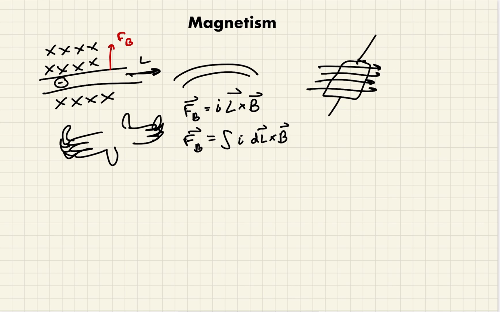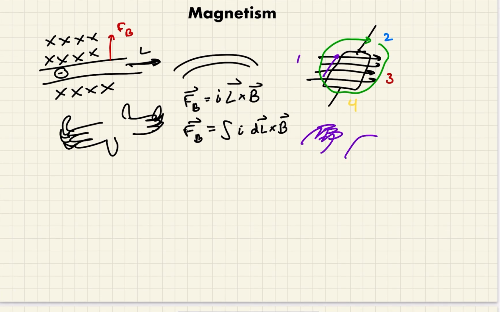I'm going to use a different color. Current goes around this way. Which way is going to be the magnetic force? Well, it actually depends on which portion of the loop you're talking about. So that's color coded. This is 1, this is 2, this is 3, and this is 4. I don't know if you can really see the yellow, but portion 1: current is going that way, and then you are curling your fingers that way. And which way does your thumb point? Down. And so the magnetic force would be downwards.